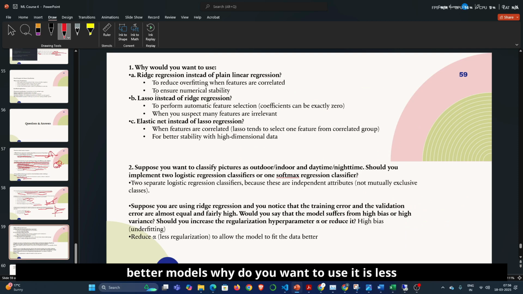Why would you want to use ridge or lasso instead of plain regression? Ridge reduces overfitting and is useful when features are correlated, to ensure numeric stability. Lasso performs automatic feature selection, since coefficients can be exactly zero. Fine, it will reduce the features. Yes.